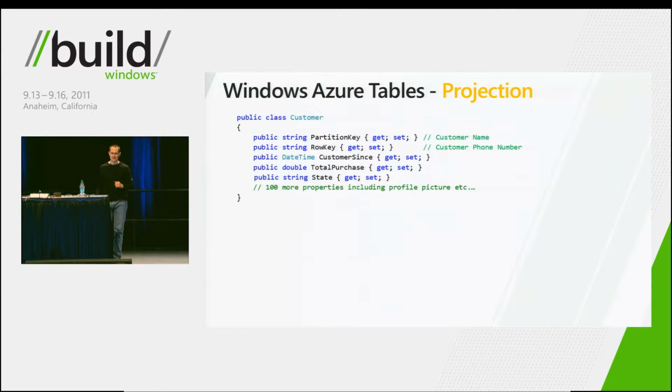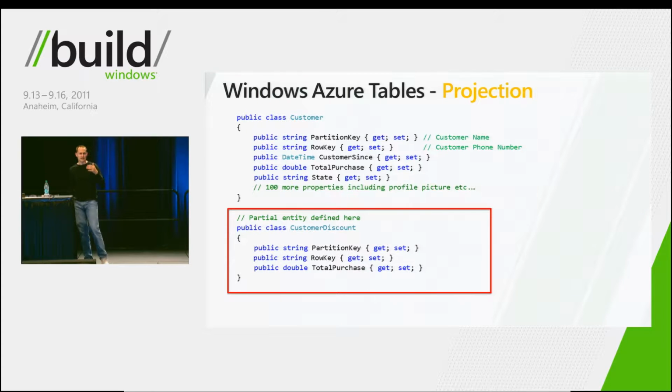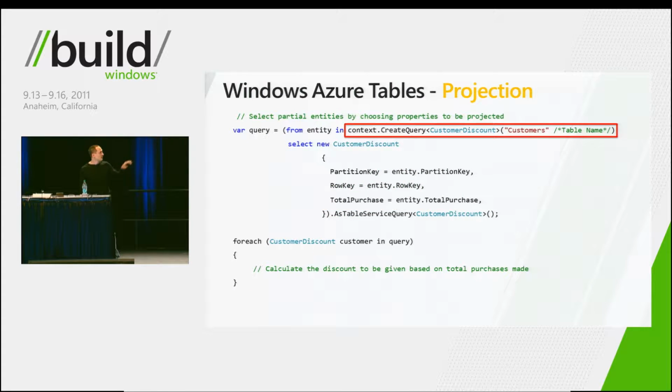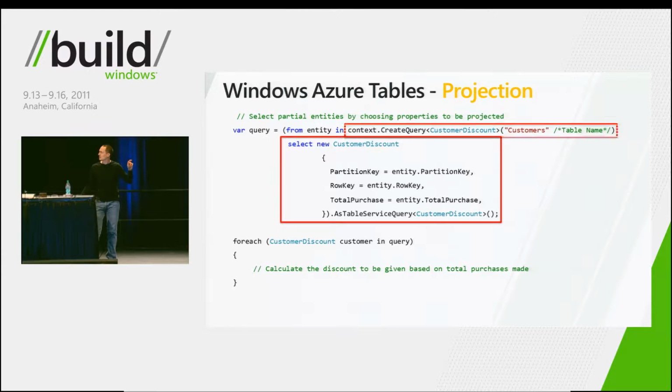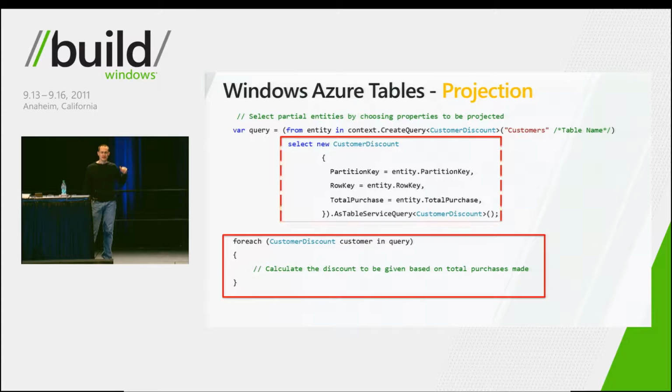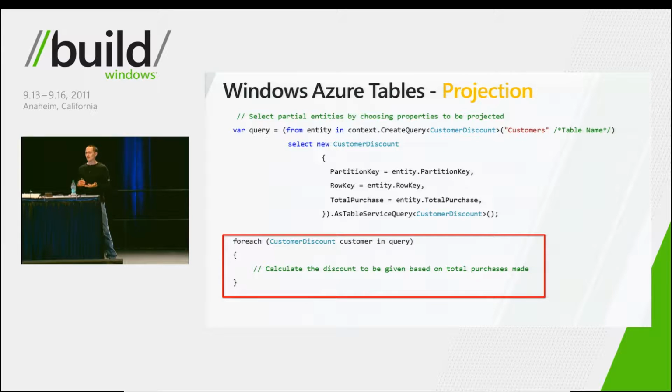So just to go through a quick example, here's a customer table, and assume the customer has hundreds of properties. Okay? But what we want to get is a list of all the customers and just how much they have purchased. Okay? So we can create a customer discount class here, and then do a query where we want to query over the customers table, and we're going to say just select those 3 properties, the customer name, phone number, and then the total purchase, then do the query, and then we can actually just get back those 3 properties, which will save a lot of time if you have a lot of properties and a lot of records you want to read in.